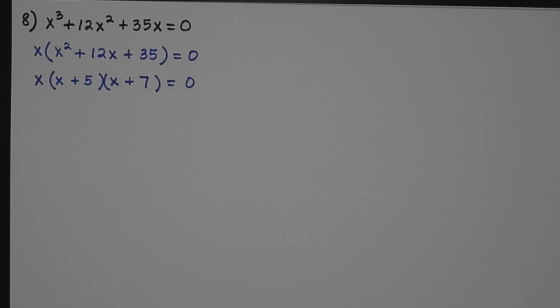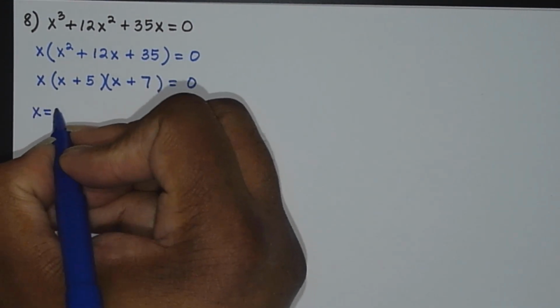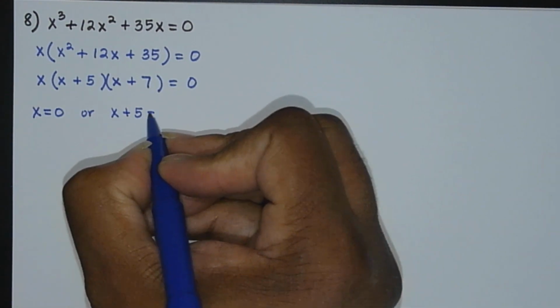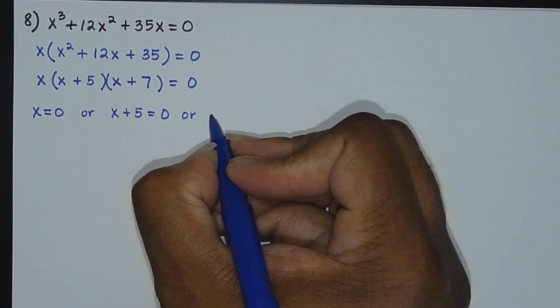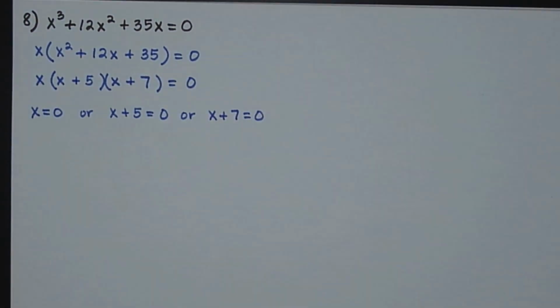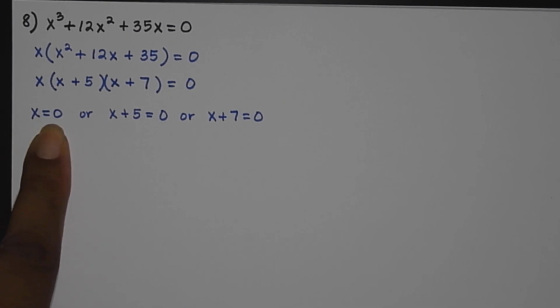And each factor will be set equal to 0. So this means x is equal to 0, x plus 5 equal to 0, or x plus 7 equal to 0. And I'm using the zero product principle. Each equation will solve for x. So here x equals 0, that's already solved for x.